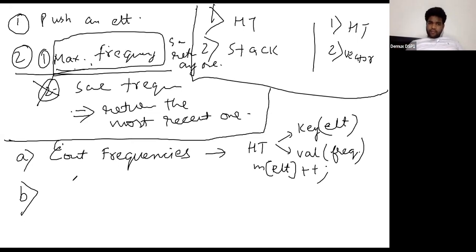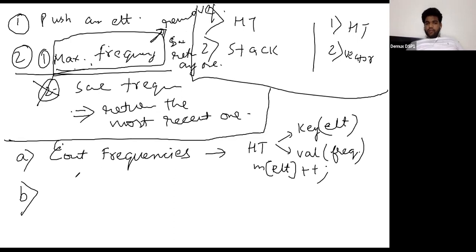return the maximum frequency, but you have to remove also. So that's another thing. Then it becomes difficult. If you don't have to remove, then it's very easy. So if you don't have to remove, you have to just push and return the maximum frequency.